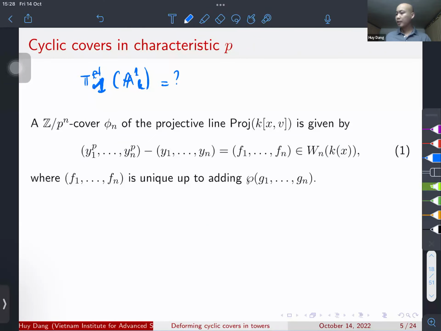Right. And one of the simplest among them are cyclic covers, because cyclic is the simplest group. So we want to start with this. So from now on, we will study cyclic coverings of curves in characteristic P. Then what we have is the following. What I will present is something called the Artin-Schreier-Witt theory.